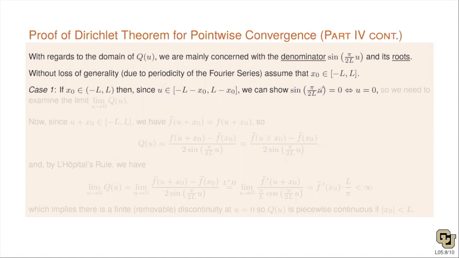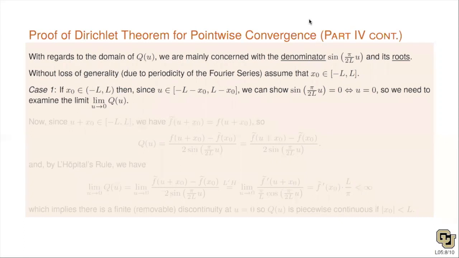Again, you could say, well, what if u were negative 2L? In that case, the 2L's would cancel, and I'd have sine of negative pi, which again is 0. But for u to equal negative 2L, x naught here would have to equal L. That's the only way you get a negative 2L in the interval, but x naught can never equal L. So I'll let you think about that. It's just some straightforward trigonometry, but based on the bounds on x sub 0 and u, for this case, the only root of the denominator is at 0.